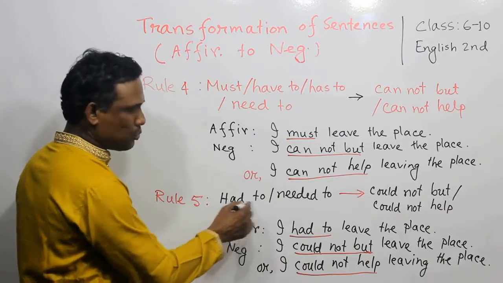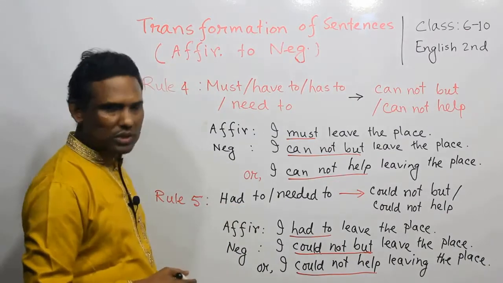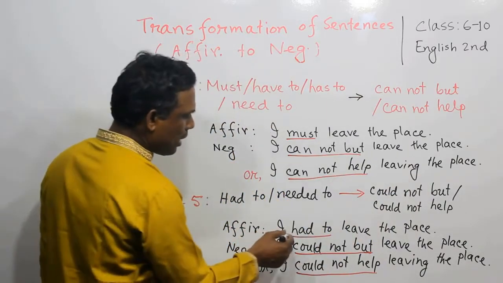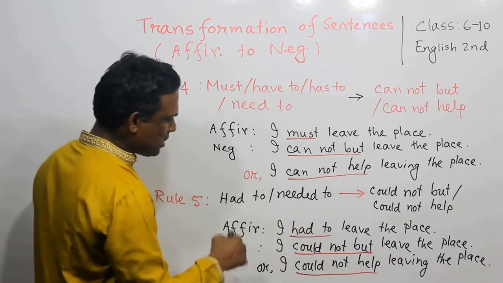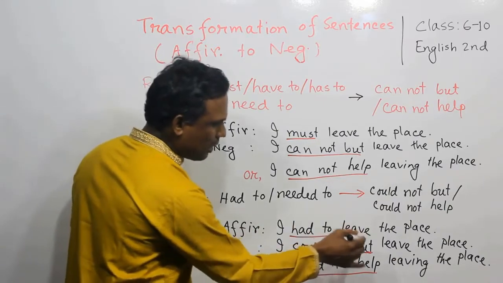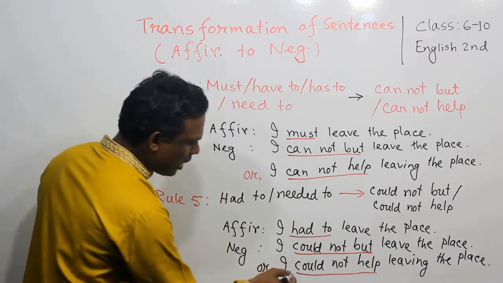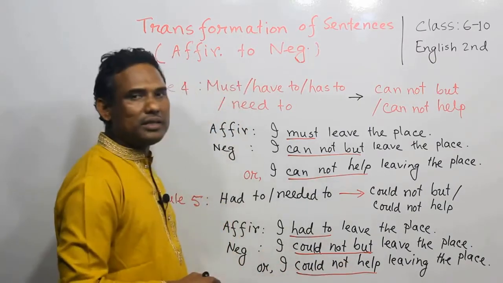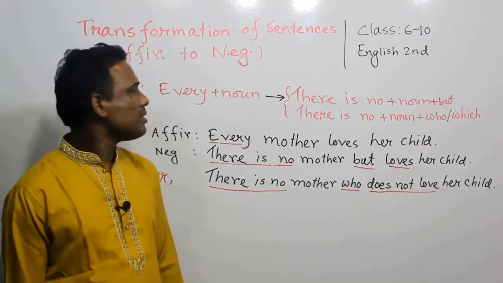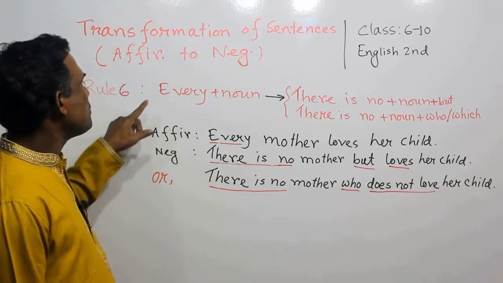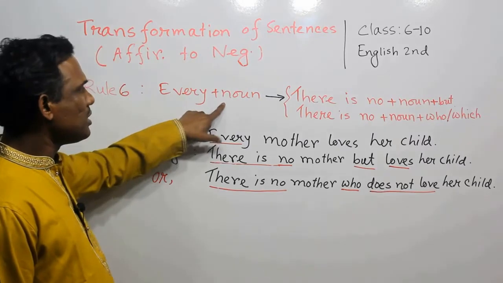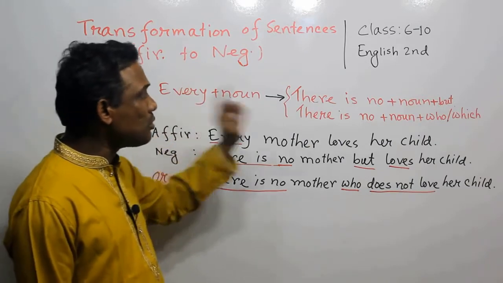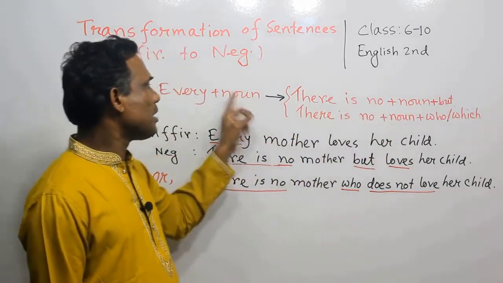Okay. Now have a look at the rule number 5. By omitting had to or needed to, you can use could not but or could not help. For example, I had to leave the place. Its negative form is I could not but leave the place, or I could not help leaving the place. Here, could not help is followed by gerund. Okay. Rule number 6. If you see every before a noun, you can use there is no in place of every. Then you have to use the conjunction but after the noun.